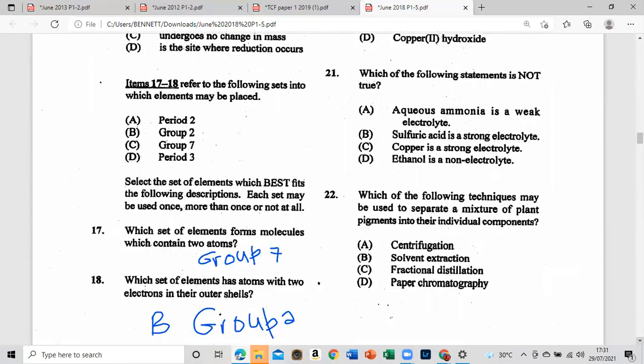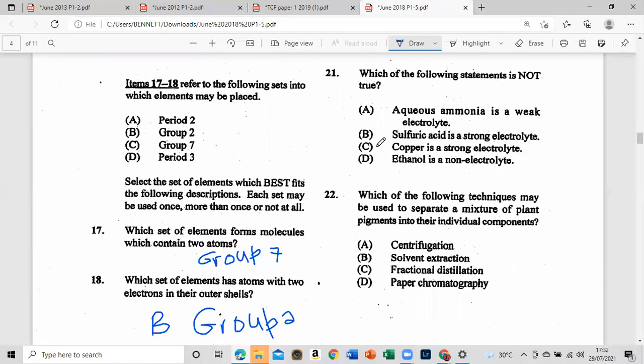Which of the following statements is not true? And 21 is copper is a strong electrolyte. That is not true.